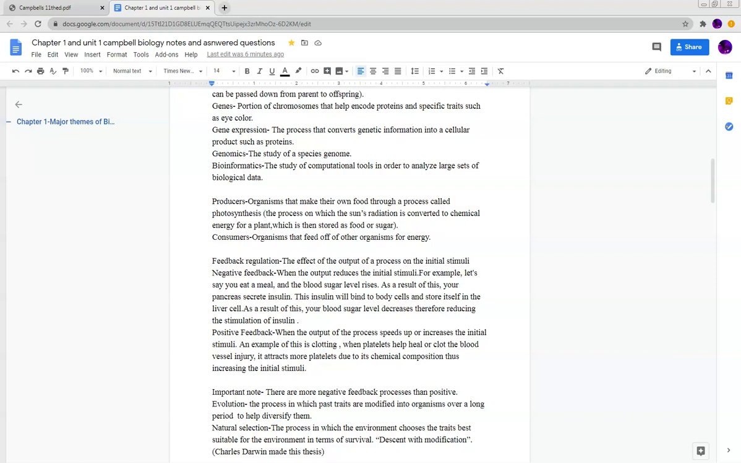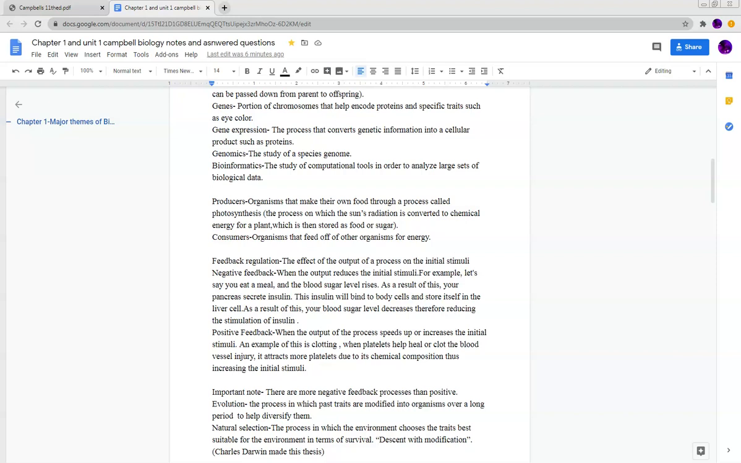So as a result, your pancreas secretes insulin, right? Insulin is a hormone that helps regulate blood sugar levels. So essentially, as you eat a meal, your blood sugar level rises, let's assume, and your pancreas secretes insulin. And so this insulin will bind to body cells and store itself into liver cells.